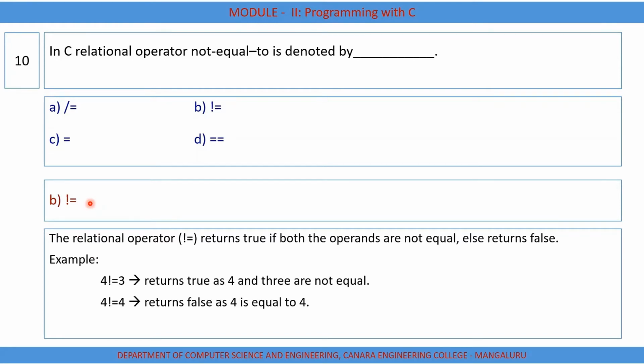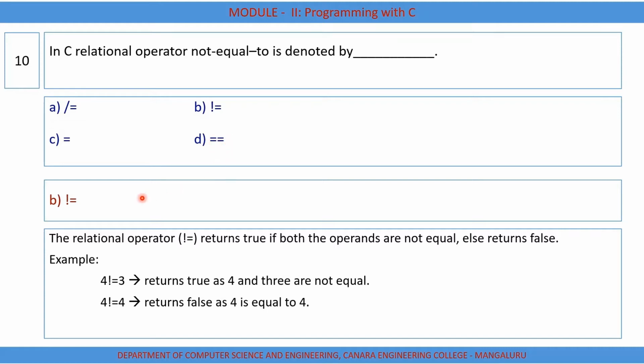Relational operators are the ones which give the result as either true or false. Option A here is not a relational operator, it is a compound assignment operator. Then C, equal to, is the assignment operator. B, not equal to, is the actual relational operator representing not equal to. D, equal to equal to, is the comparison operator.